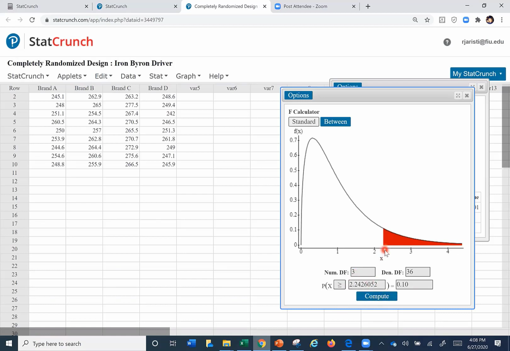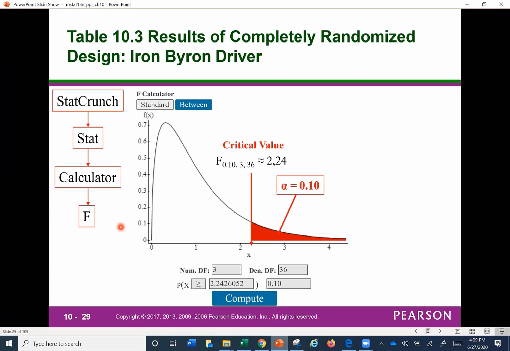This value is 2.24. That is the exact critical value. This is my critical value. My evidence in this case was 43. My evidence actually falls far away from my critical value to the right. For that reason, we have enough evidence to reject the assumption.